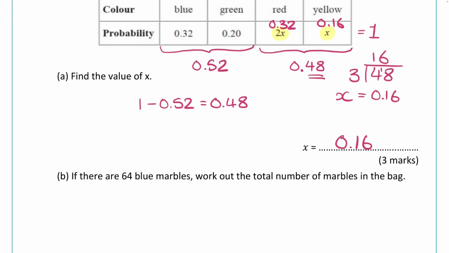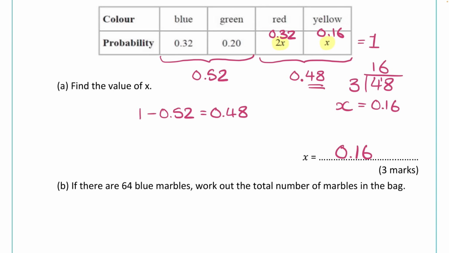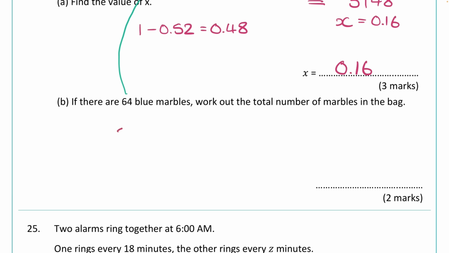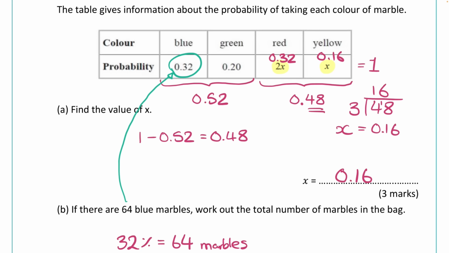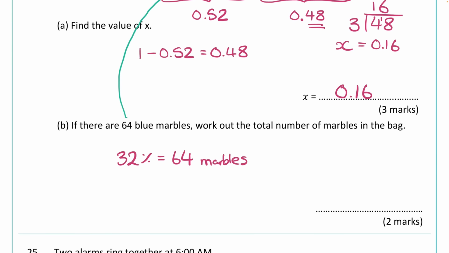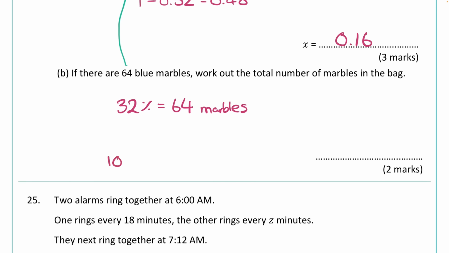In part B it says if there are 64 blue marbles, work out the total number of marbles in the bag. Now this is a reverse percentage question essentially, or a reverse decimal if we choose to keep it as a decimal, but this is referring to the blue up here, which is 0.32. So I would just write that 32% is equal to 64 marbles. All I've done is written that decimal as a percentage. It makes it a little bit easier for me to figure out what 100% is, because I'm going to have to get to 100% and I need to think what can I divide both of these by to go down to a slightly smaller number, because we can't go from 32 straight to 100.